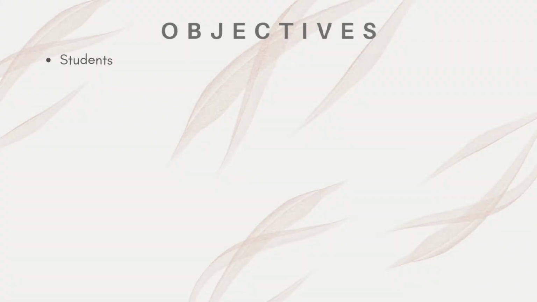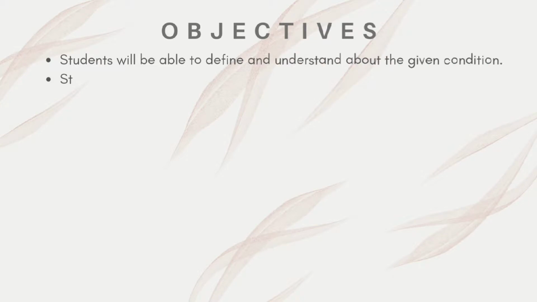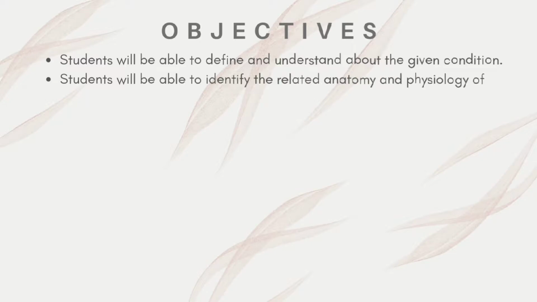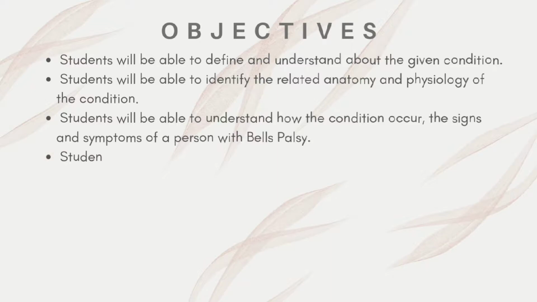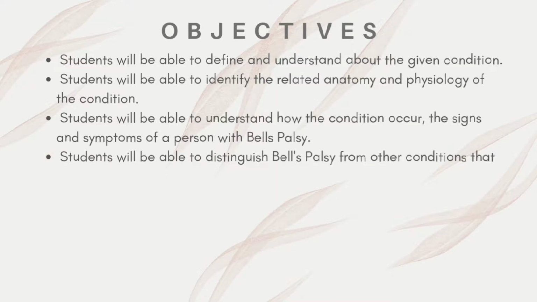Our objectives. First, students will be able to define and understand the given condition. Second, students will be able to identify the related anatomy and physiology of the condition. Third, students will be able to understand how the condition occurs, and the signs and symptoms of a person with Bell's palsy. Fourth, students will be able to distinguish Bell's palsy from other similar conditions.